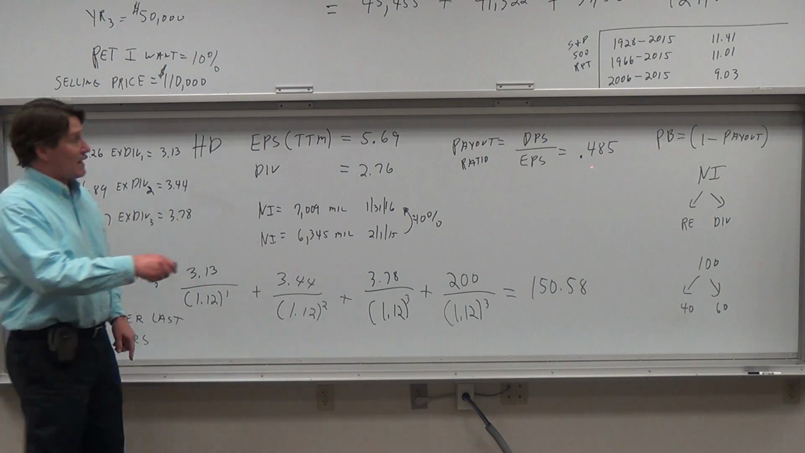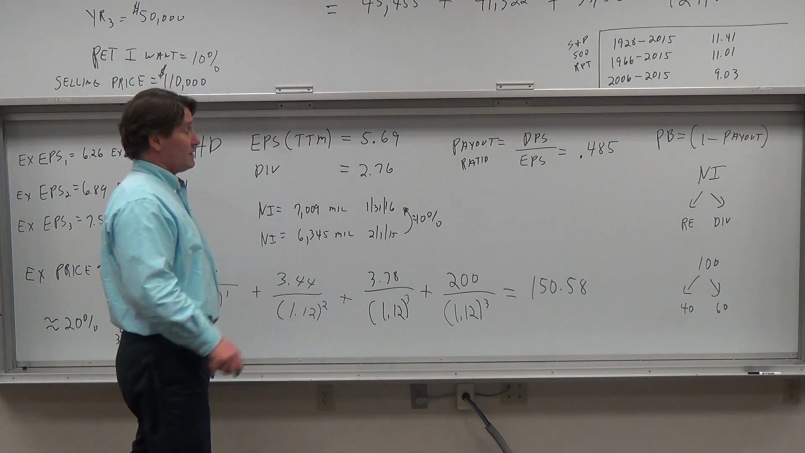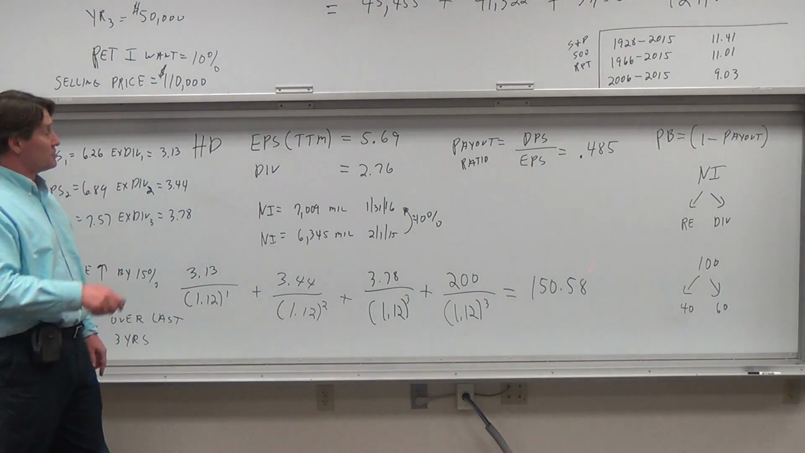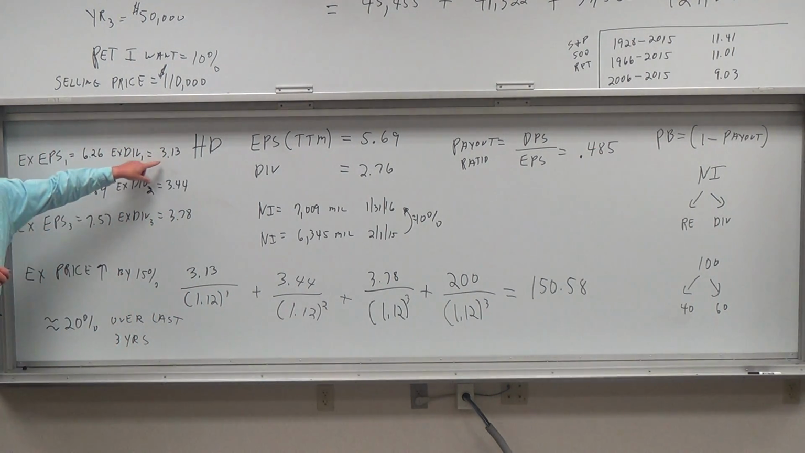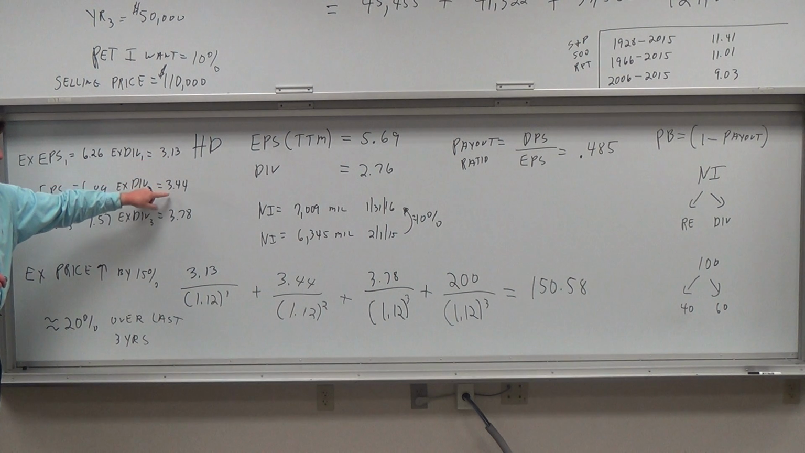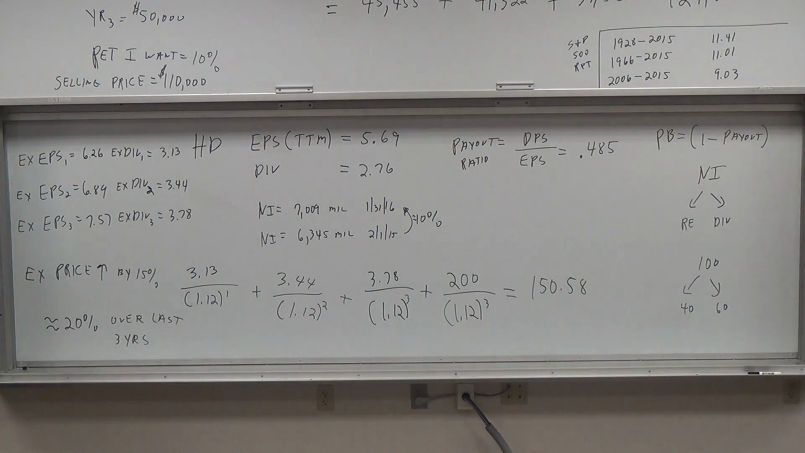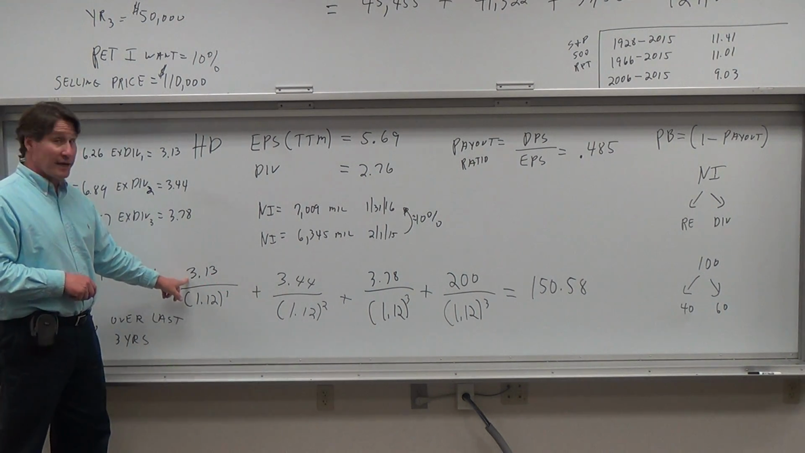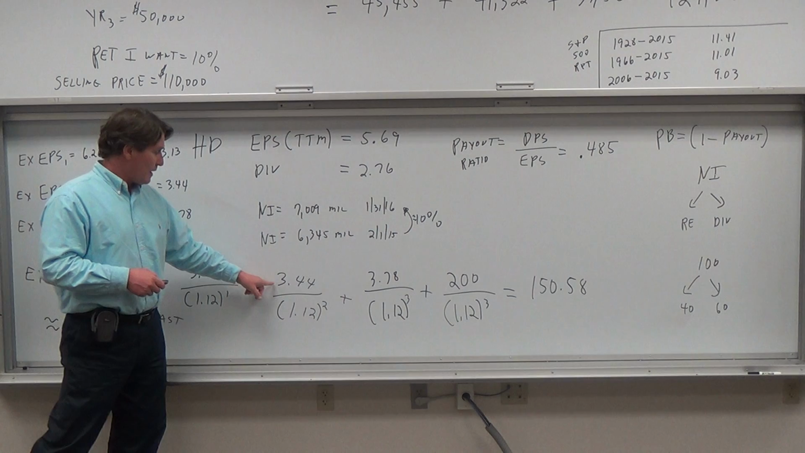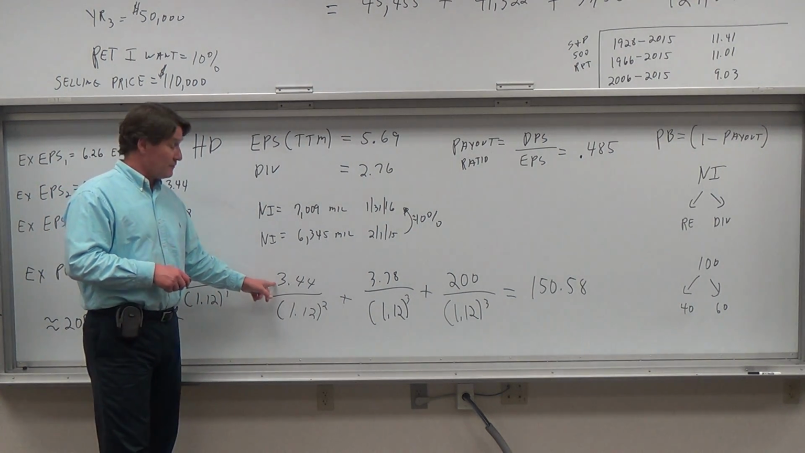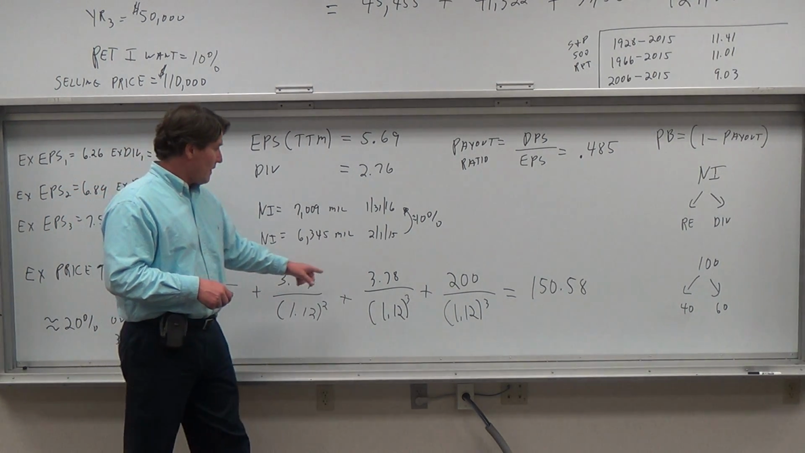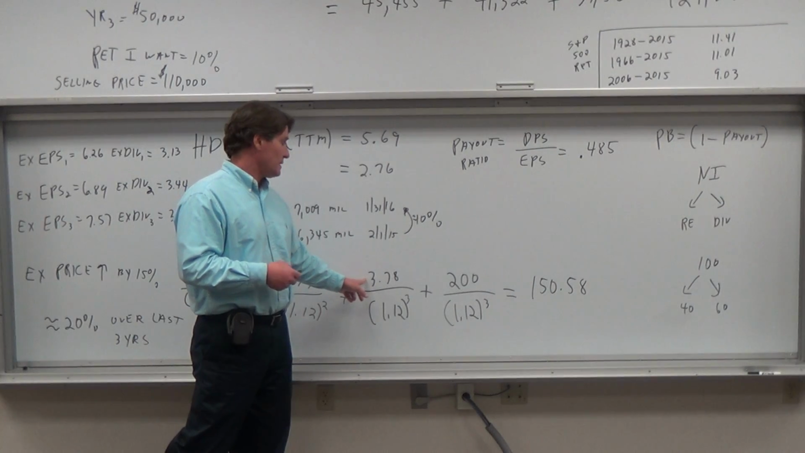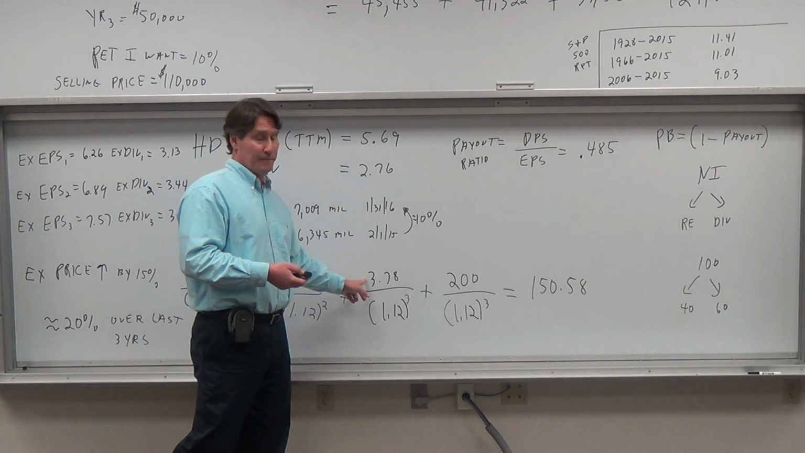If it's been paying out half of its money in dividends, half of its earnings per share goes to dividends, we can assume that's going to be the case. So here are my expected dividends. So now, if I want to buy the share of stock, I expect a $3.13 dividend 1 year from today, a $3.44 dividend 2 years from today, a $3.78 dividend 3 years from today.